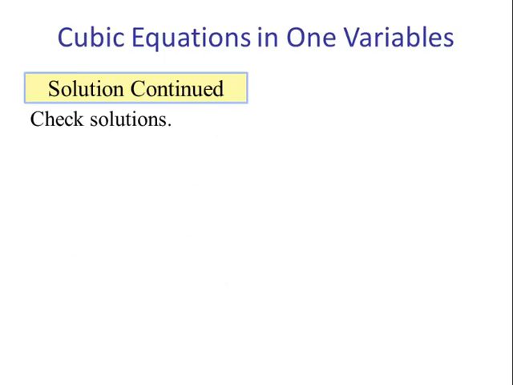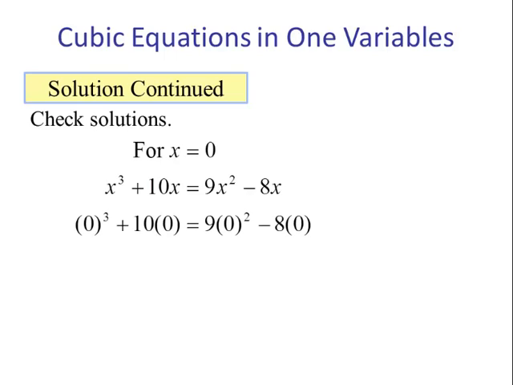To check the solutions, we'll begin with 0. We substitute it into the original equation. The left hand side should equal the right hand side. 0 cubed is 0, plus 10 times 0 is 0. 0 squared is 0, times 9 is 0, and 8 times 0 is 0. So the left hand side equals the right hand side. 0 equals 0. It checks.